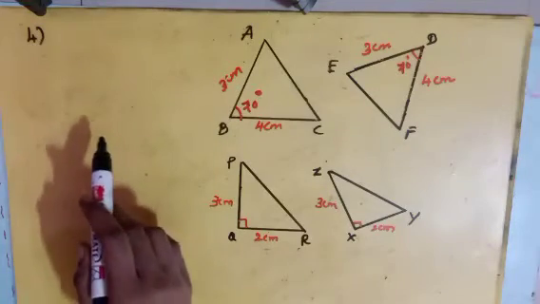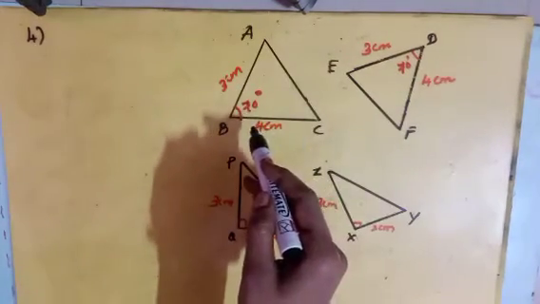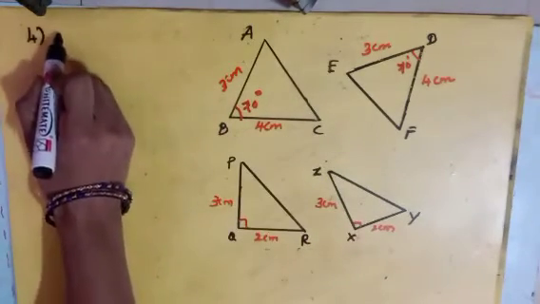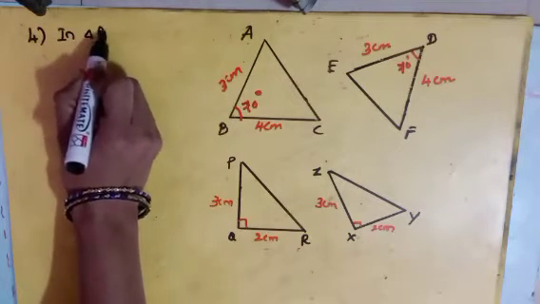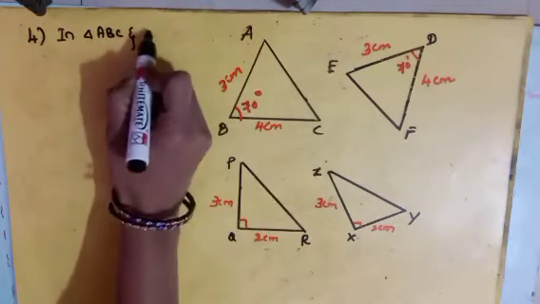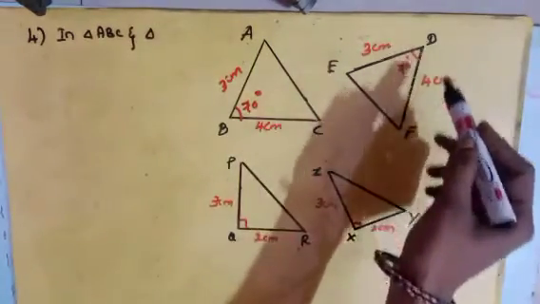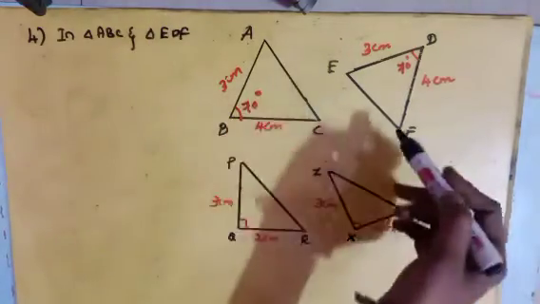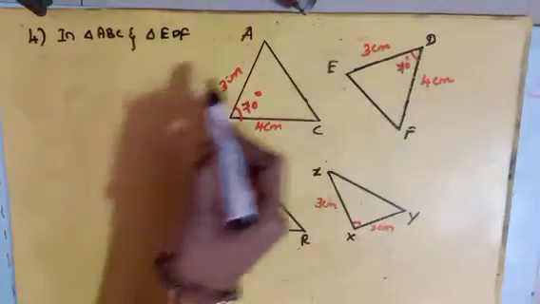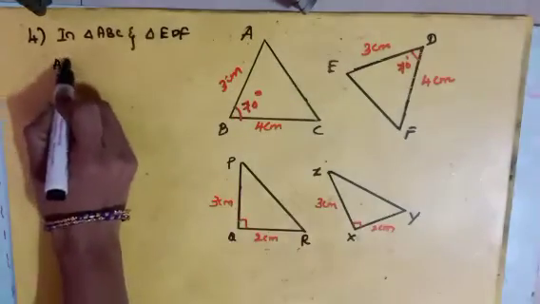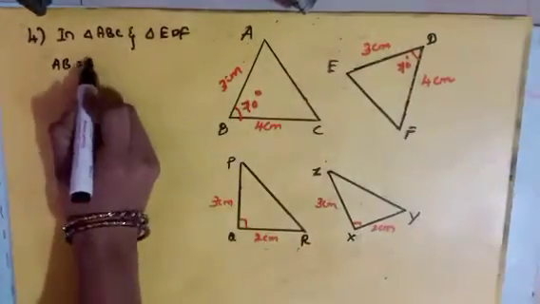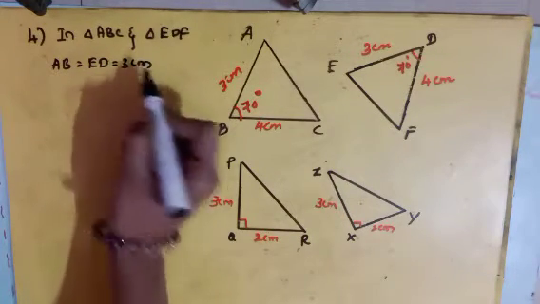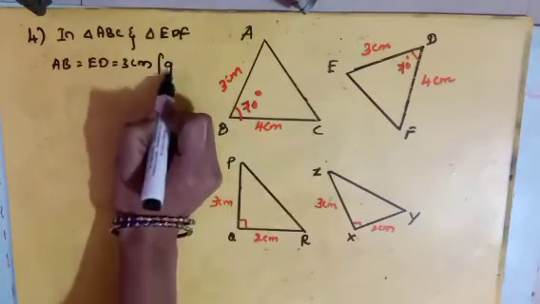Fourth one, by seeing the figure, we have to write the pairs of congruency by SAS congruency condition. So let us write the solution. In triangle ABC and in triangle EDF, AB equals ED. The side AB equals ED, which measures 3 centimeter. It is given in the figure only.